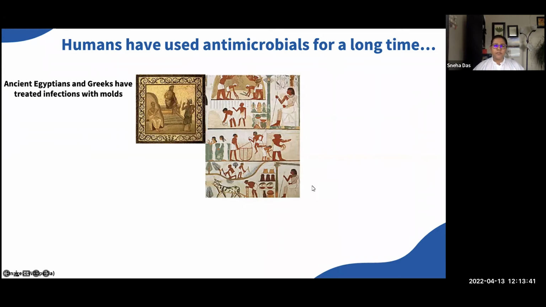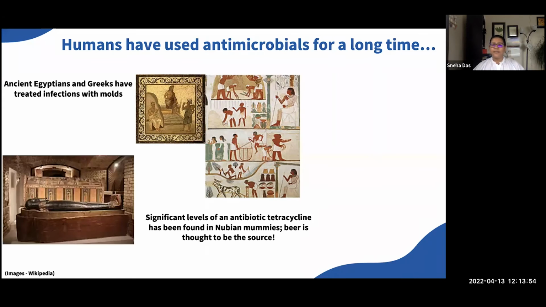So ancient Egyptians and Greeks actually used to treat wounds with moldy bread. And now we know that mold secretes antimicrobial compounds. Another interesting finding, like I was also surprised when I found this information, is that mummies, the Nubian mummies, have high levels of antibiotic tetracycline in their bodies. And scientists think that it is because they drank beer which was laced with antibiotics.